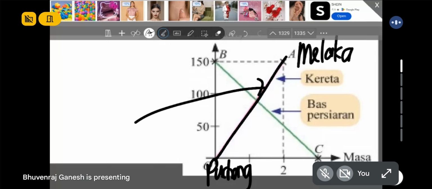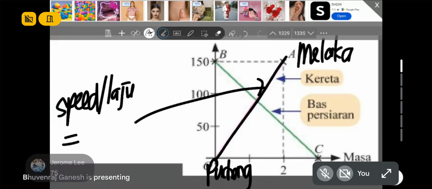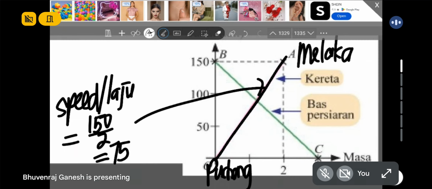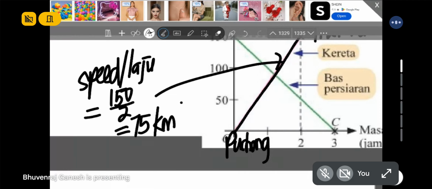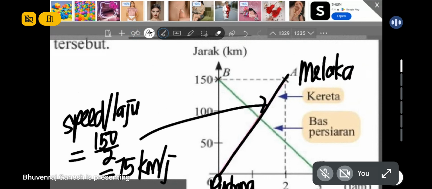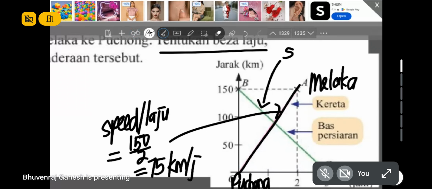So guys, you count for OA first. Can you tell me what is the speed laju dia? You focus for OA first. Okay, so you just take 150 divide by 2. So the answer is 75 kilometer per jam. Okay, so km per jam. Okay. All right. And then now for the bus, can you guys tell me? Yang hijau. What is the speed?